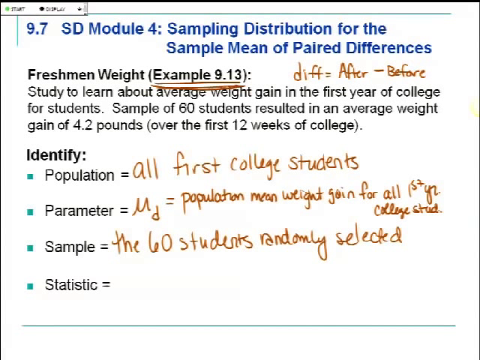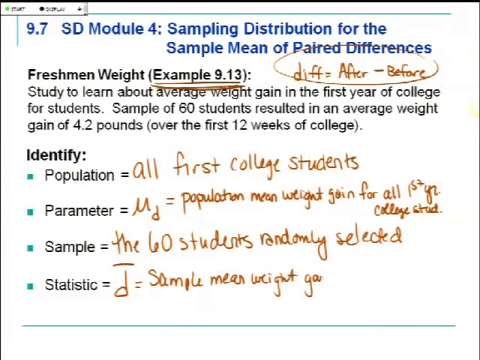I'm sort of being redundant here, but I'm putting in that it's a population mean and clarifying what population it is the mean of. The mean weight gain for all first-year college students, or the mean difference, defined in this way. And of course, our statistic is not mu d. We don't have that quantity. We have what we call d bar. This would be the sample mean weight gain for the 60 students that were selected that make up our sample.